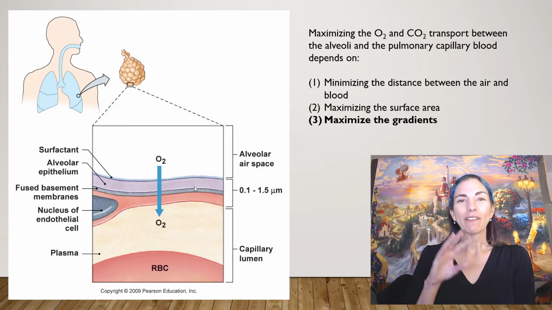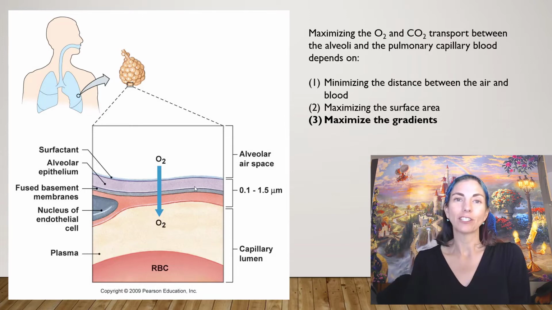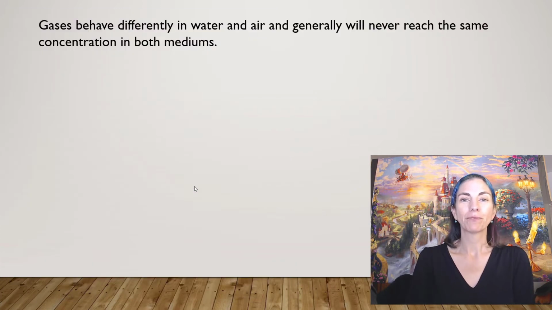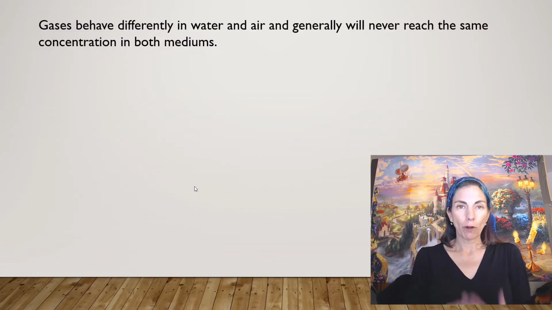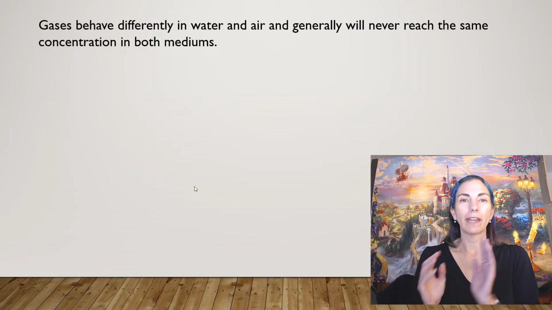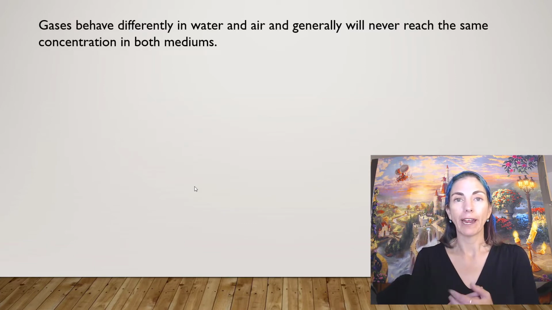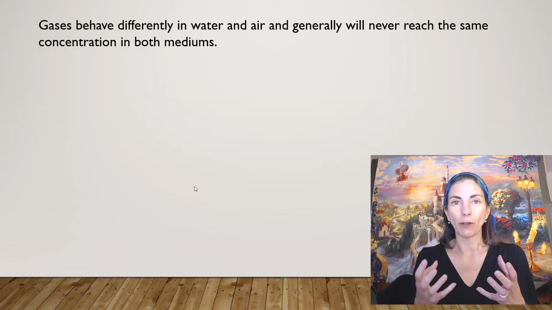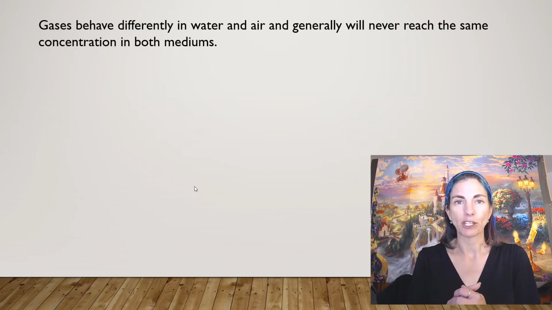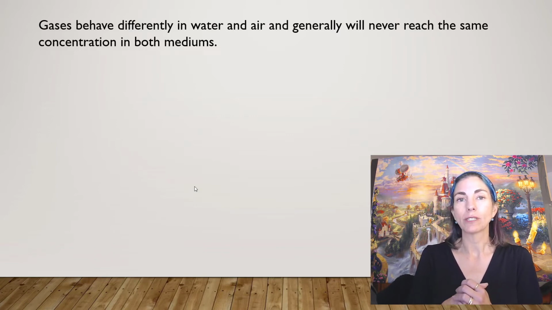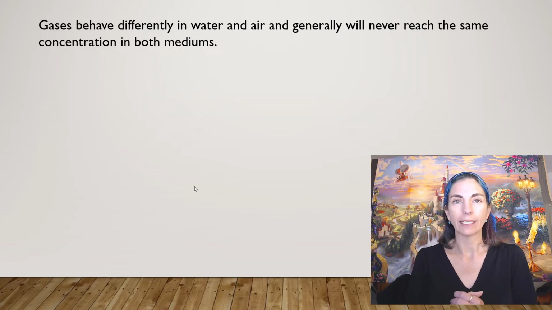Okay, now that we've looked at this, let's turn and start looking at partial pressures. So partial pressures are a tool that help us deal with this problem. Gases behave differently in water and air. So even though they have reached equilibrium, they will not be the same concentration. So I cannot use a concentration gradient to tell me which way a gas is going to move.